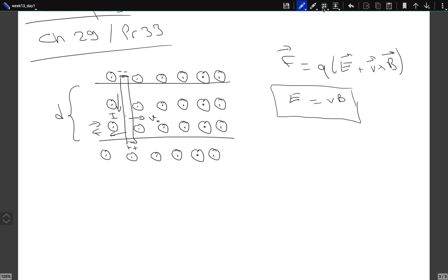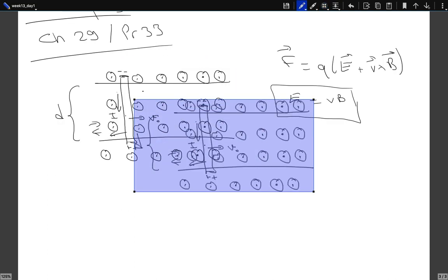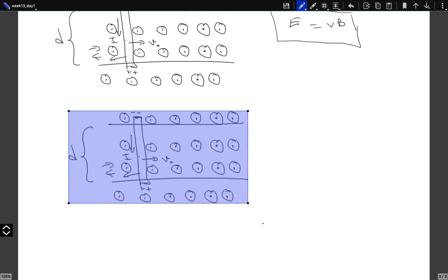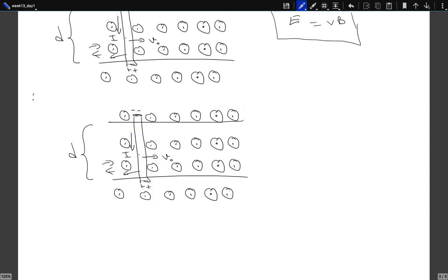Now let's ask a different question. The same system. We give it a push. Initially it is moving with a speed v0. But this time we connect this with, let's say, a resistor. What will be its speed as a function of time?